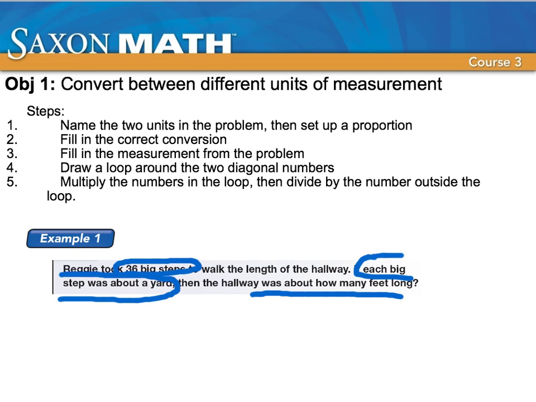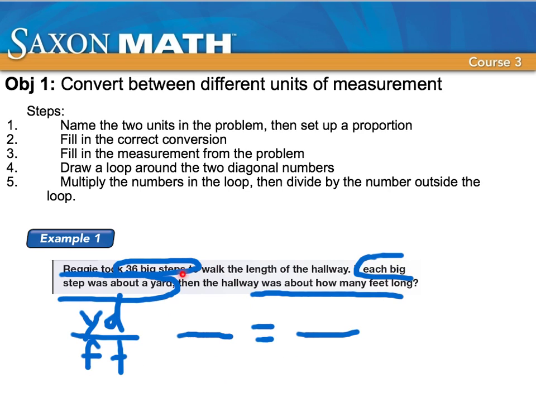Okay, so step 1 is to name the two units in the problem and then set up a proportion. Well, my two units that I have, here's one: we got yards, and then we've got feet. So we need to put yards and feet. Set them up like I did, where it's kind of like a fraction. I got yards on top and feet on bottom. Then we're going to set up a proportion. A proportion is two fractions that need to be equal to each other. So here's our initial setup right here. We got my labels, my two units of measure, and I got my proportion all set up.